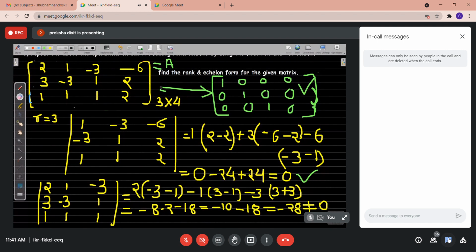ये echelon form का मैंने example दिया है. अगर इसका rank 3 हुआ तो उसका echelon form कैसा दिखाई देगा? यहाँ पे उसका echelon form लिख के उसका example बताया है.